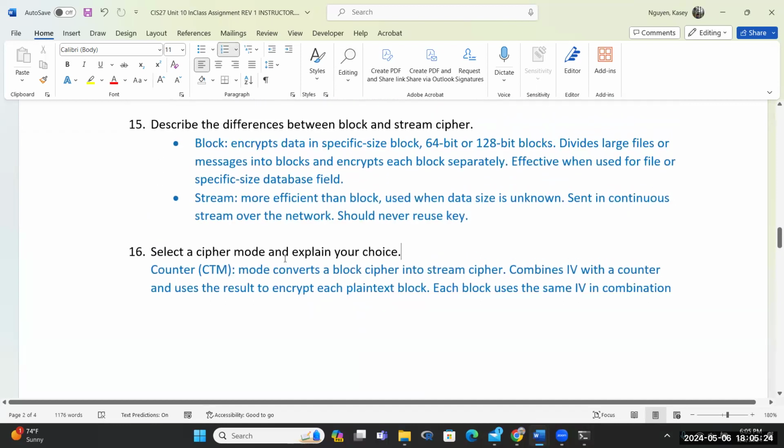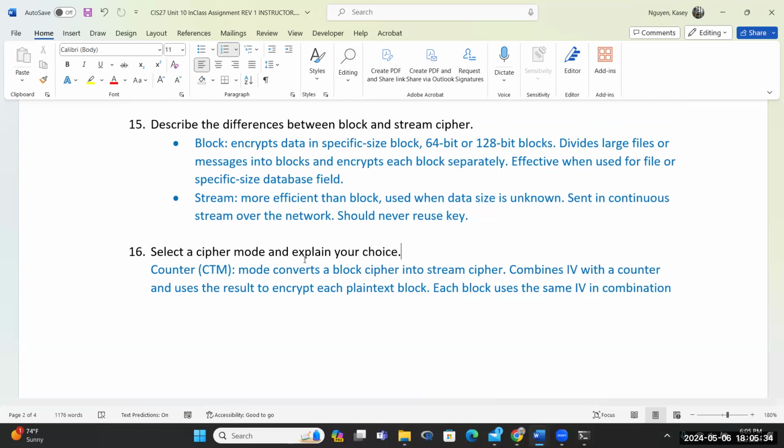So encryption uses a certain mode, right? Think of it like methods. So I chose counter. I felt counter could be effectively used because, number one, it converts block cipher to stream, so it's efficient. Number two, it does a combination of IV. IV can be guessed, but with the counter, each of the blocks can be encrypted, but using the same IV in combination. That's probably the downfall of the counter mode.